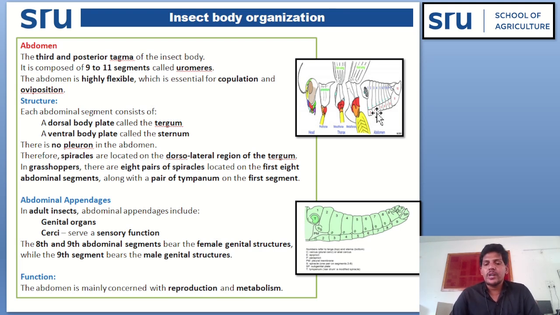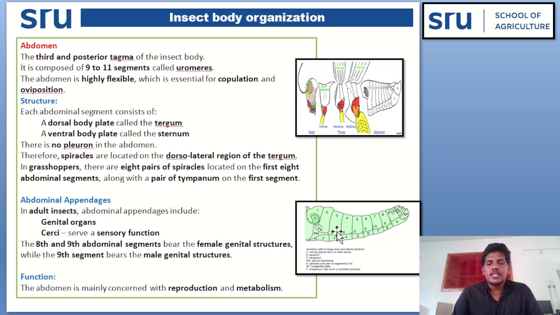In grasshopper, there are 8 pairs of abdominal spiracles located on the first 8 abdominal segments, along with a pair of tympanum on the first abdominal segment. So, the first abdominal segment consists of a tympanum also. This is the hearing organ. At the same time, a pair of spiracles is also there in the first abdominal segment.